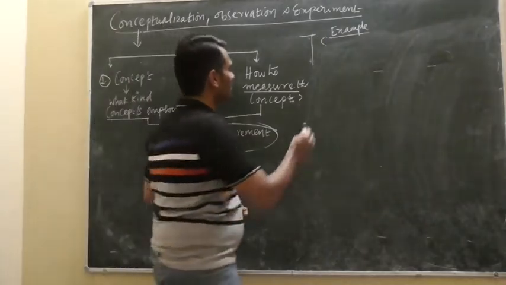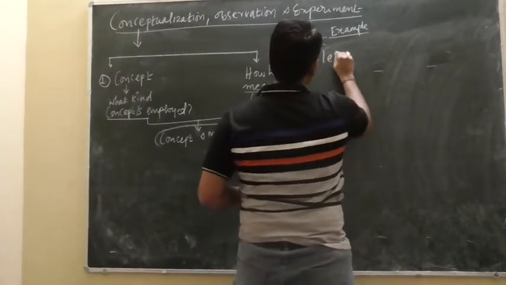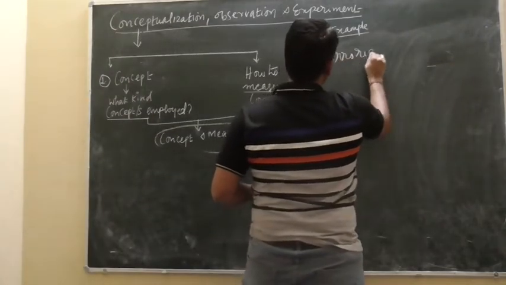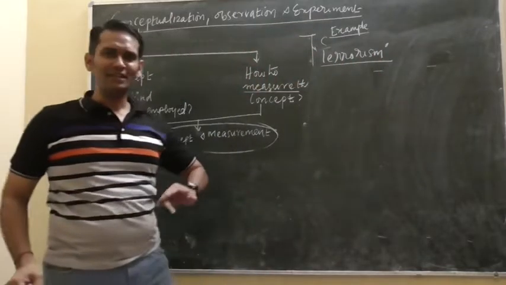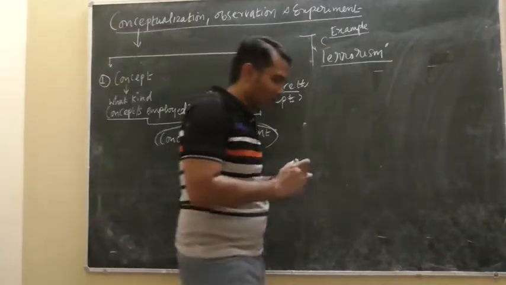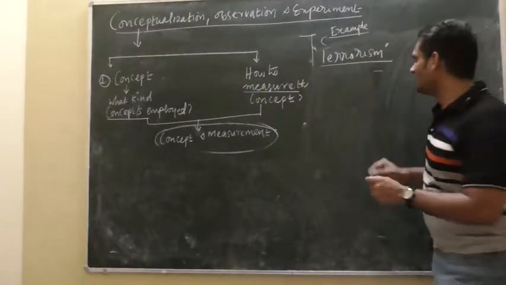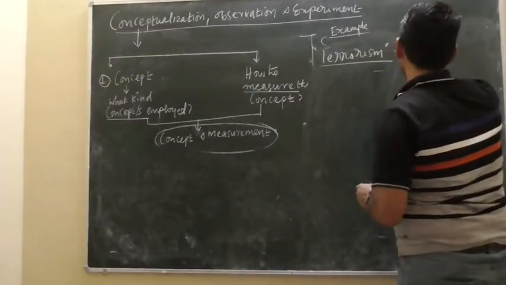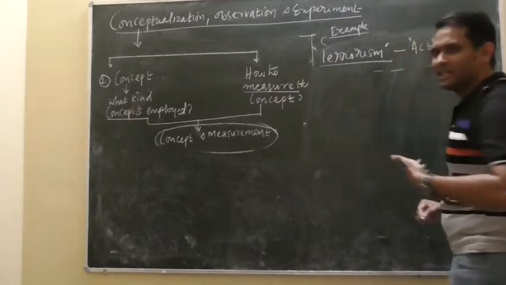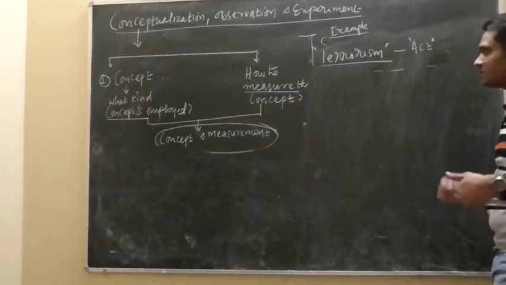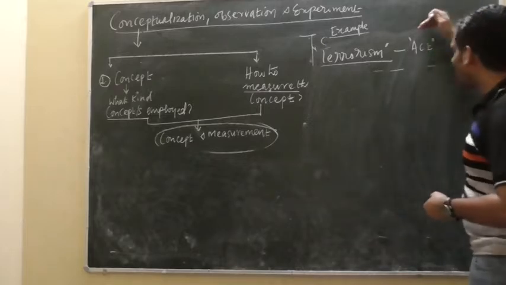The next example is, for instance, in today's context, we used to use that term terrorism. What do we mean by the term or the concept of terrorism? Terrorism is an act, first of all. The next idea is, what is the idea behind terrorism? What is the idea behind this act?